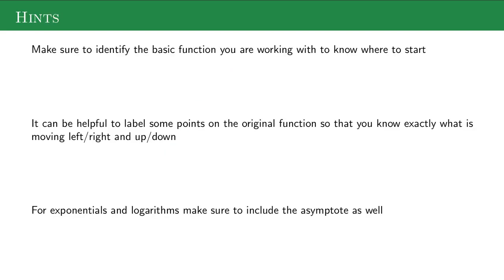All right, so first of all, the idea is, start with that basic shape, square roots, logarithms, exponentials, parabolas, all that, and just know if you're going left, right, up, down. It's helpful to kind of have some points on your original graph that you know are moving around. And then exponentials and logs, like you saw in that last example, make sure you include the asymptote as well. So logarithms are going to have a vertical asymptote. Exponentials have a horizontal asymptote.